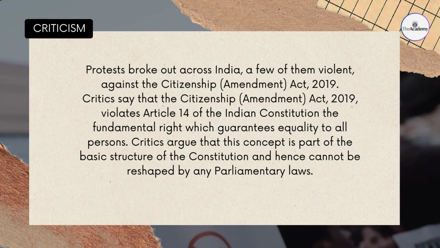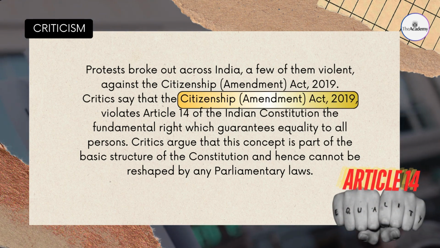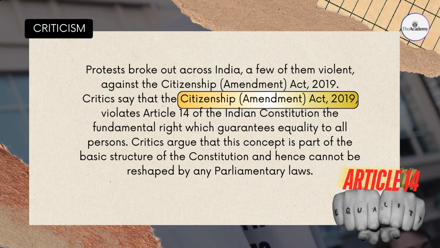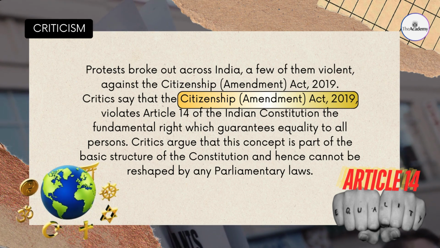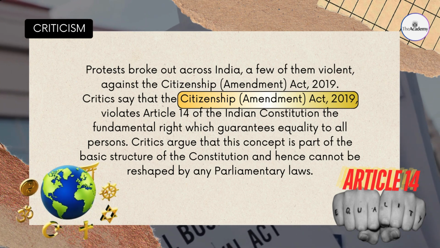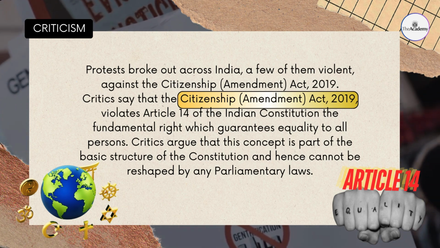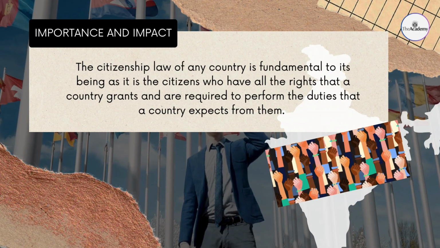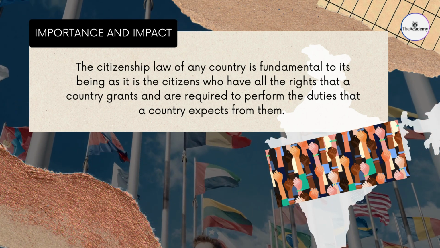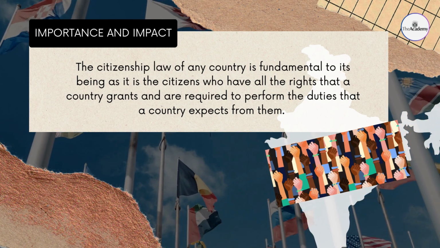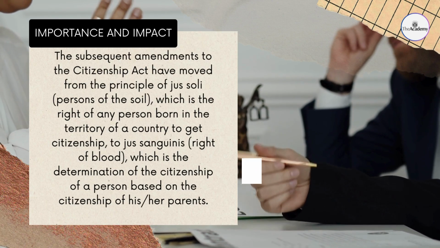Critics say that the Citizenship Amendment Act 2019 violates Article 14 of the Indian Constitution. Article 14 guarantees the right to equality to all persons. Critics also argue that this concept is part of the basic structure of the Constitution and hence cannot be reshaped by any parliamentary laws. The citizenship law of any country is fundamental to its being, as it is the citizens who have all the rights that a country grants and are required to perform the duties that a country expects from them.